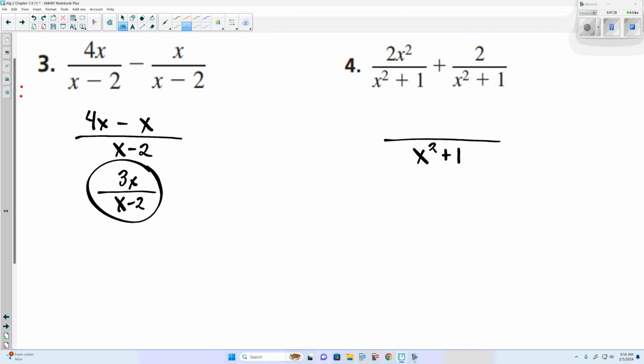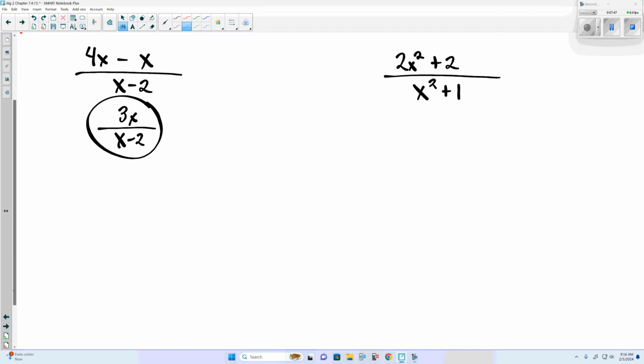Again, like all the ones we've done so far, the denominators are the same. So we can add the numerators. So we'd be adding 2x squared and 2, yes? When we add the numerators, we'd have 2x squared plus 2. 2x squared and 2 are not like terms, so we can't combine them. But there is something we can do with the numerator.